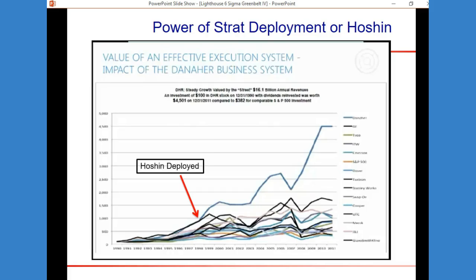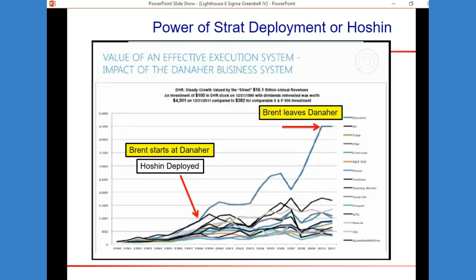So that's when Hoshin was deployed. Just a coincidence, Brent started at Danaher at that time. I was the one that introduced Hoshin to them at that time. And that's when I left Danaher, and it kind of flattened out after that. No, it still continues to grow, but that's my time span at Danaher right there.